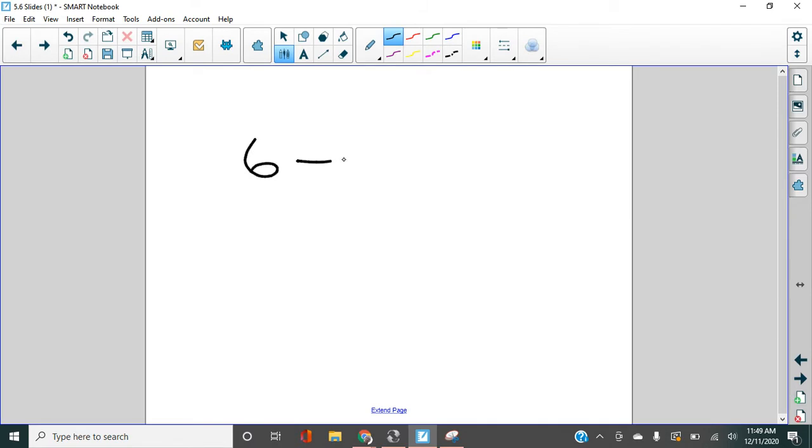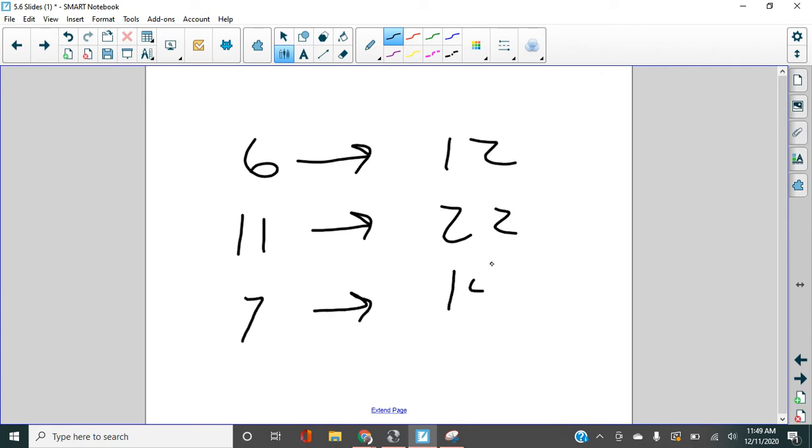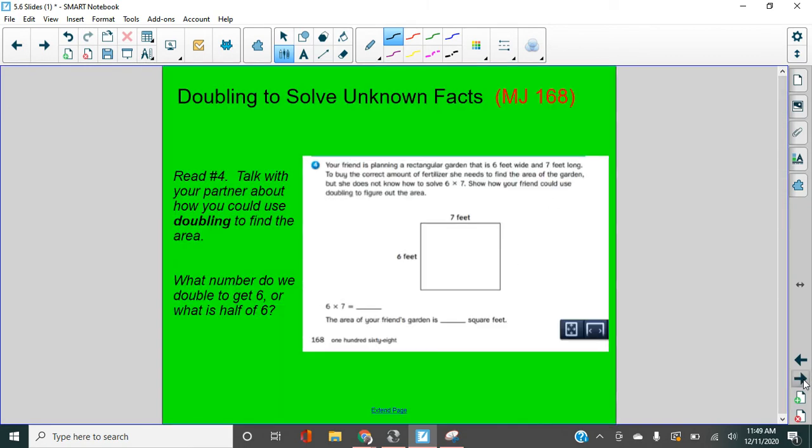So if I take the number 6 and double it, 12, that's even. If I take the number 11 and double it, 22, that's even. 7, double it, 14 is even. Anytime you double a number, you will get an even number as the answer. That's going to be important here. All right, let's look at number 4.